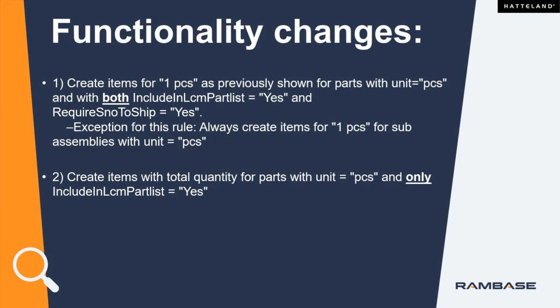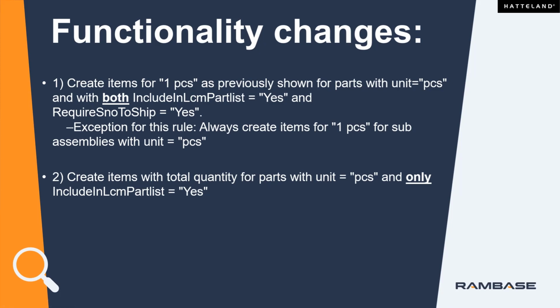We have done some changes to the method for building the part list. When creating the LCM, the part list will create items for one piece as previously shown, for parts with unit equals to pieces, and with both the fields include in LCM part list set to yes and require serial number to ship set to yes. Both of these fields can be found under the miscellaneous tab on the article. Exception for this rule, the list will always create items for one piece for sub-assemblies with unit equals to pieces.